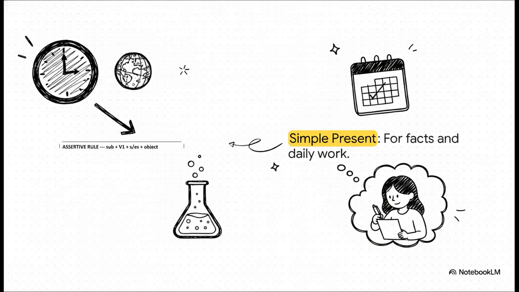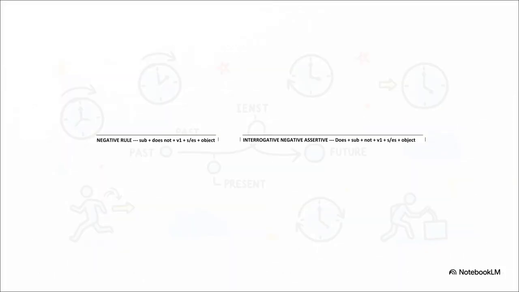Okay, so for the simple present, we use our absolute baseline formula. This is what you use to state scientific facts, universal truths, or just stuff you do on a daily basis. So our base example is as simple as it gets. She writes a letter. Now, what if we want to change that meaning to a negative? We literally just inject the words does not right into the mix. That gives us she does not write a letter.